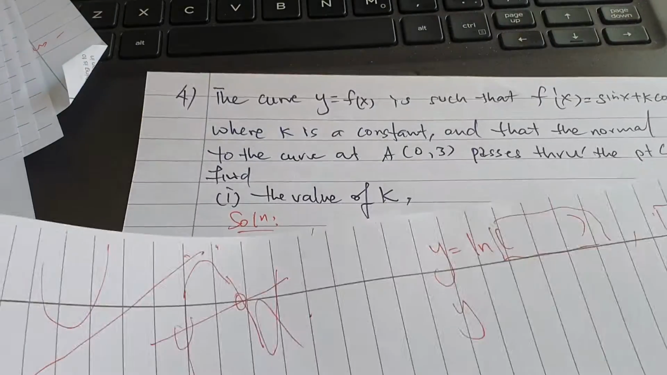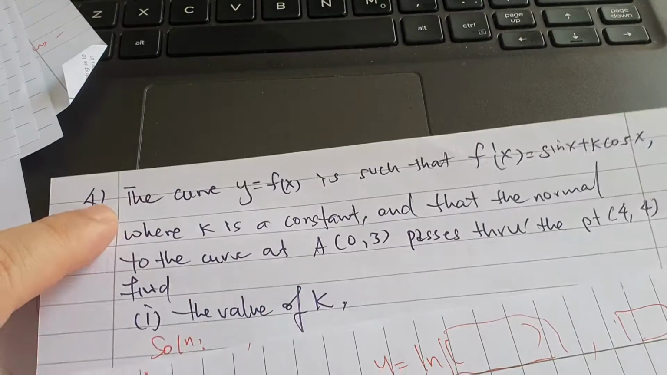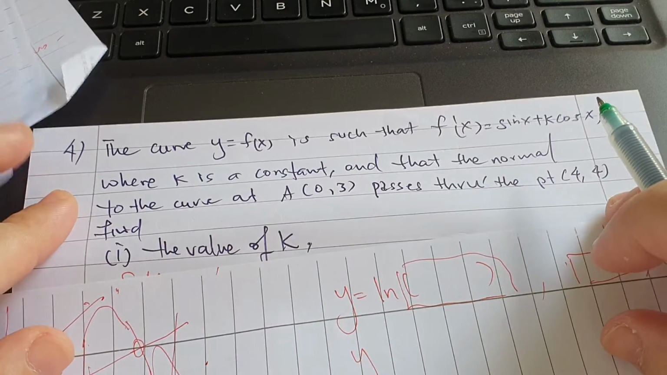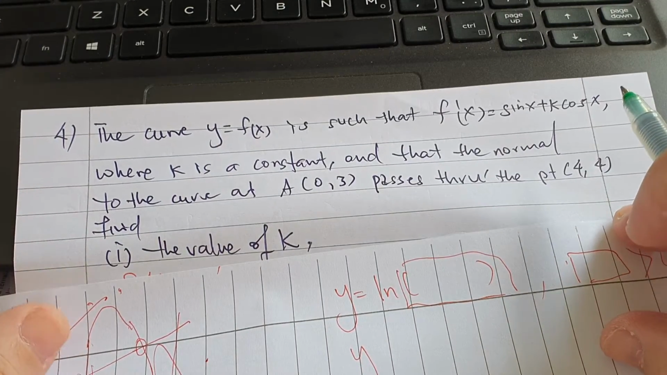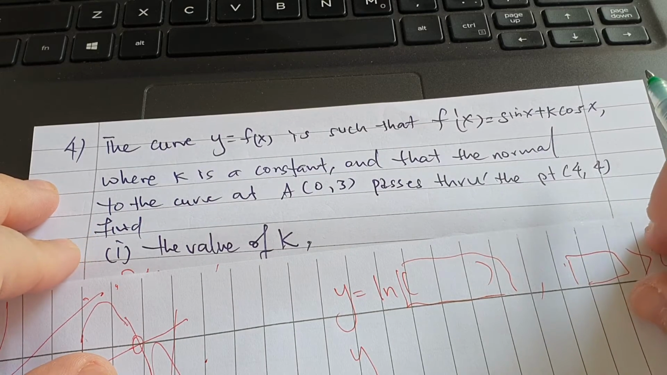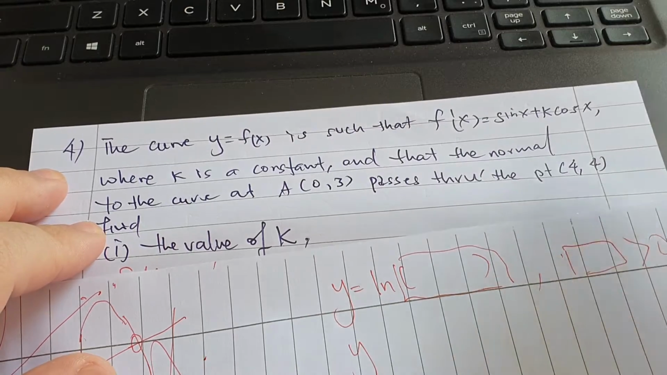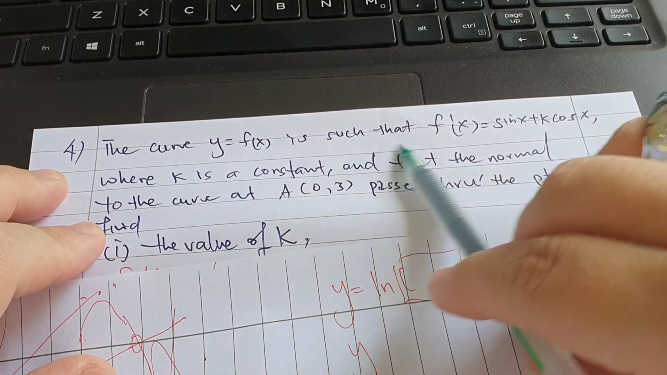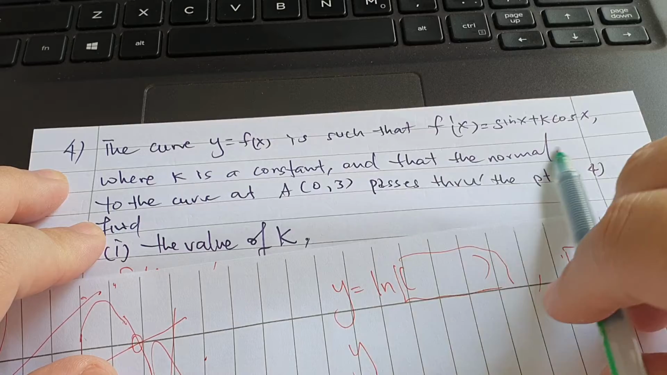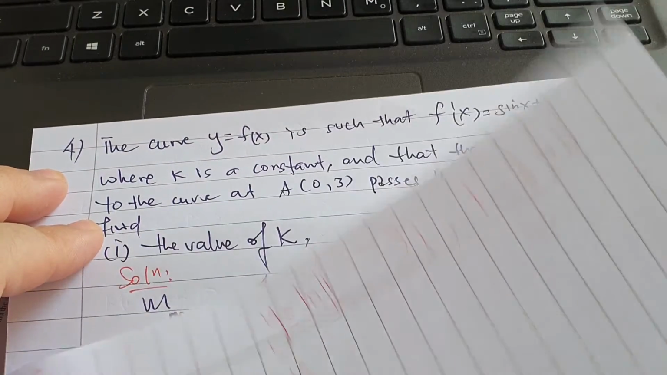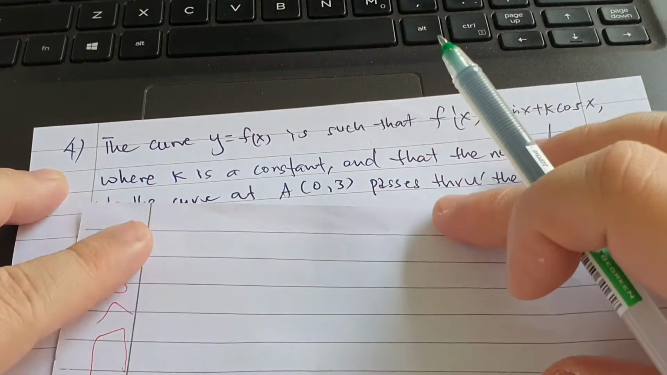Now the next one, number 4, is on this. If you remember, it's not really similar to your prelim, but almost there. The curve is such that this is a constant, and the normal to the curve at this point passes through this point. So how do we do this particular question?